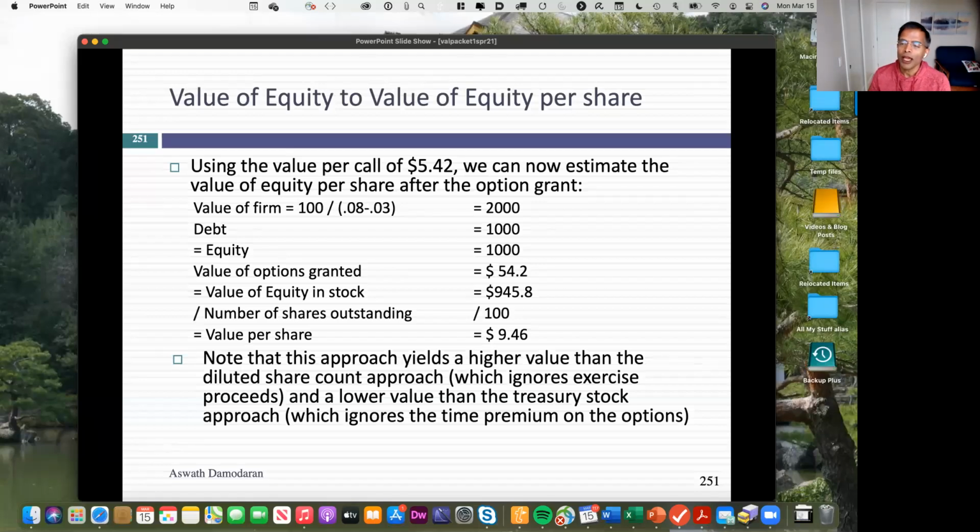This value that you get will be lower than the value that you got with the Treasury stock approach. And you know why it's lower? Because you're giving a time premium to the option, which is the right thing to do.